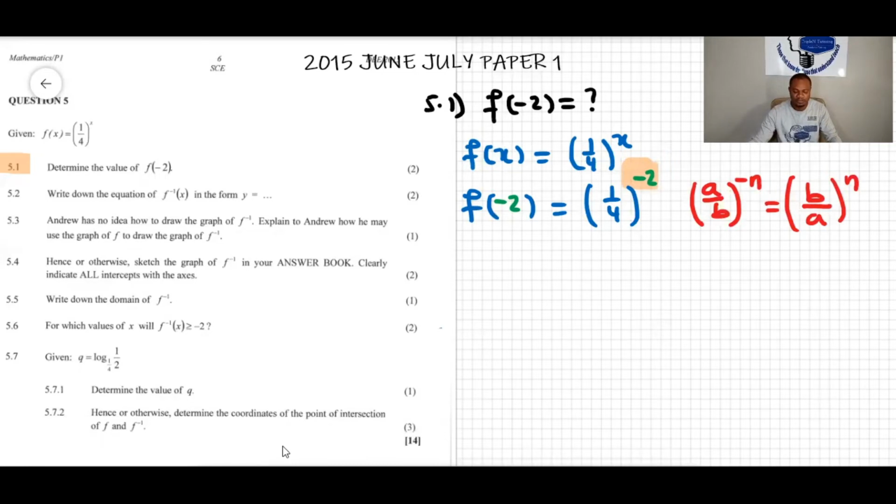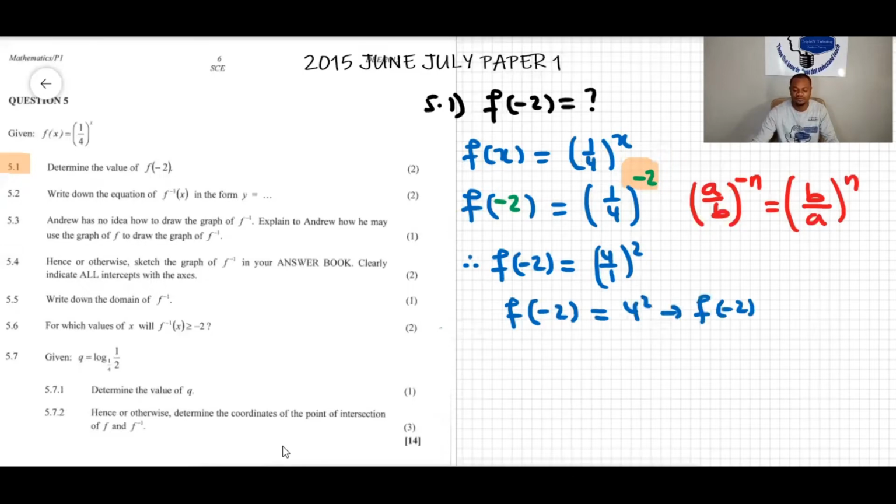So now we say therefore f of negative 2 will be equal to 4 over 1 to the positive power of 2. Then f of negative 2 equals 4 squared, which means f of negative 2 is just 16. So that's question 5.1. Now we can also combine to question 5.2.